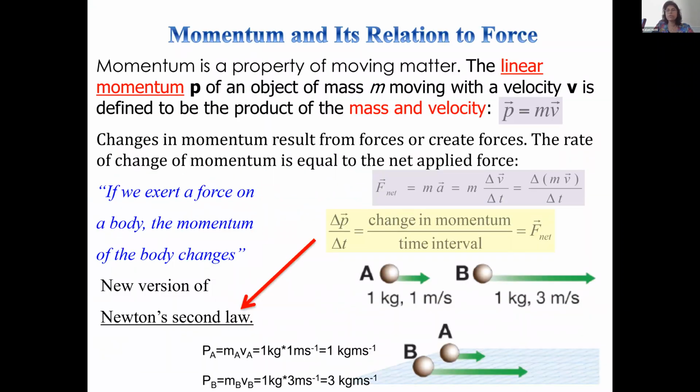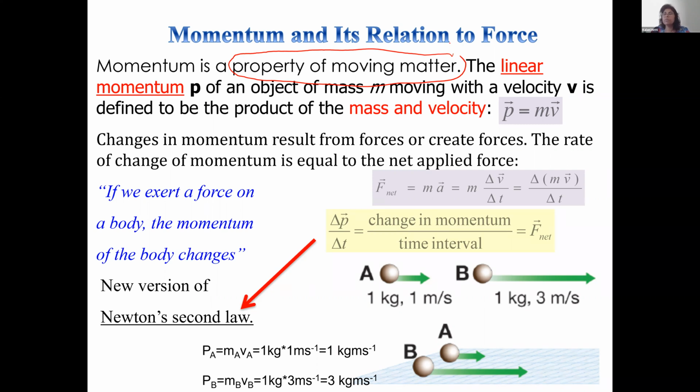So how is momentum going to relate to our known physical parameters like force, velocity and acceleration? Now, momentum is what we call the property of moving matter. We use the symbol lowercase p for momentum. It is a vector quantity, and it is defined as mass times velocity.